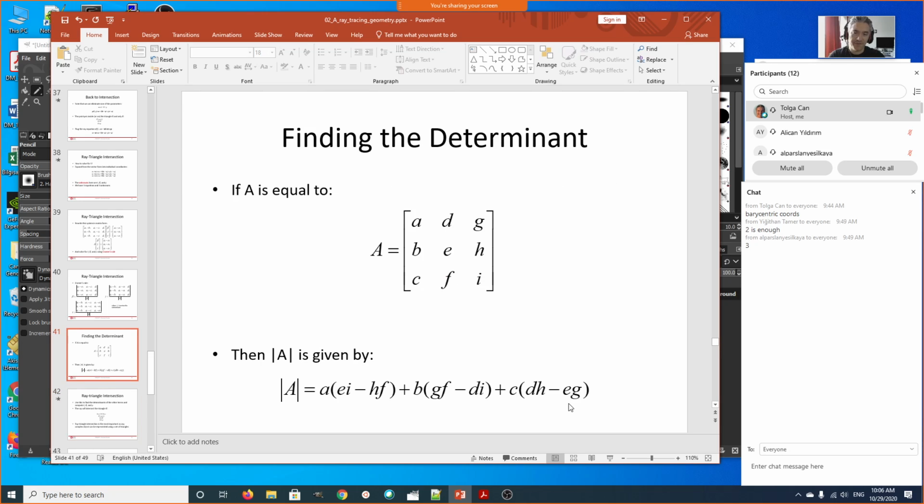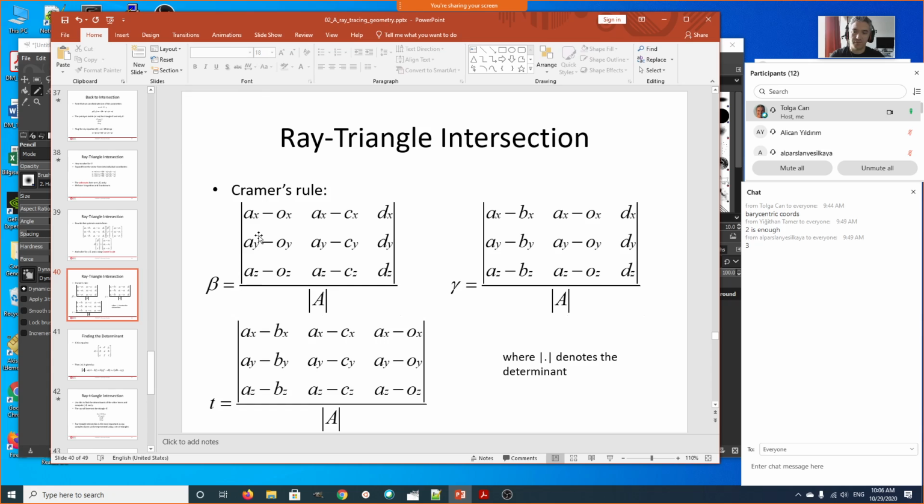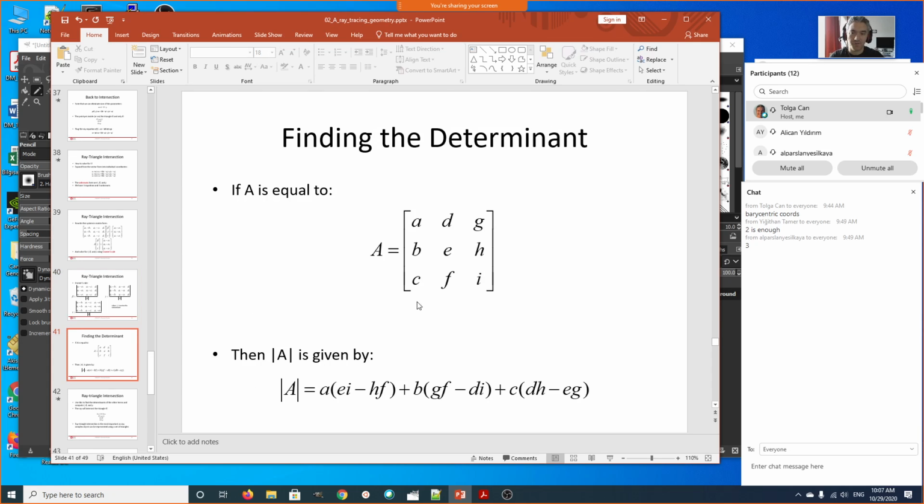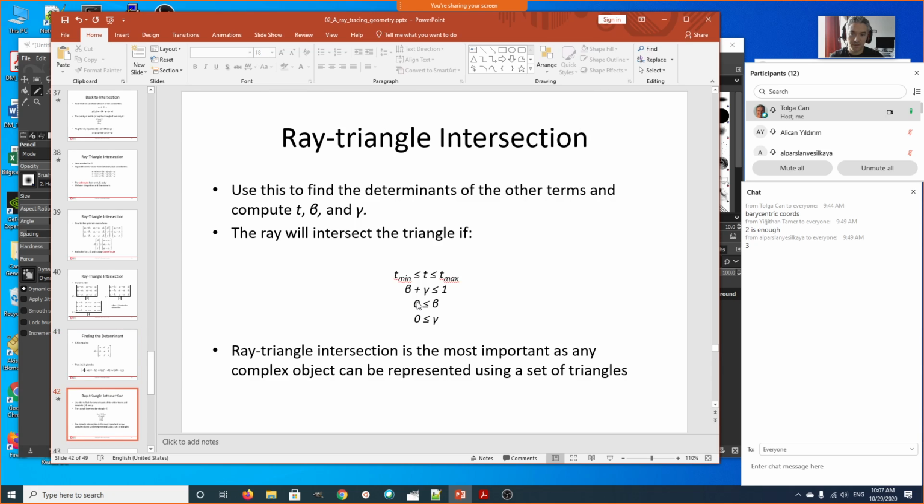After we have these, if you know how to compute the determinant of a 3 by 3 matrix, it becomes just plugging them into this to find beta, gamma, and t. This is how we can do that. All right. We find t, beta, and gamma. We want the intersection t to be larger than 1, right? Our t min here is 1. If you want the intersection to be in front of the image plane, we hit the image plane at t equal to 1. So we are looking for intersections that are larger than 1.